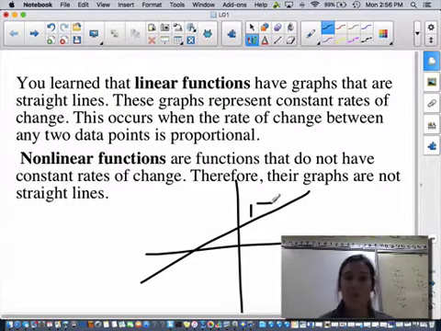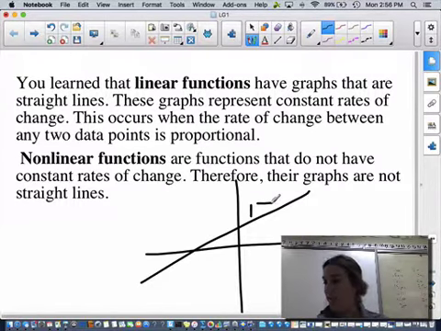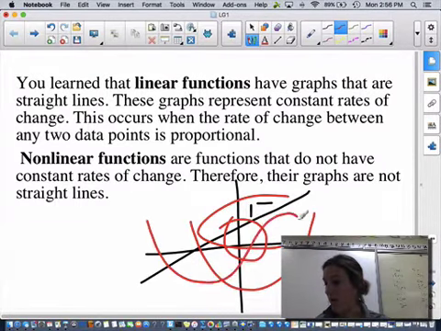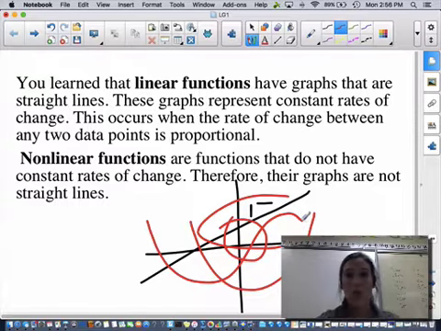Now, a nonlinear graph, just like the word says, is a function that does not have a constant rate of change. Therefore, the graphs will not be straight lines. We could have a curved line, a parabola, a circle, or a swirl. It would just be a non-straight line.